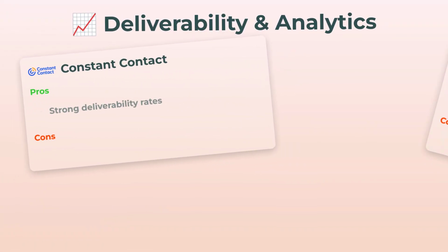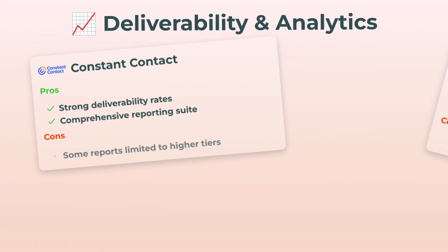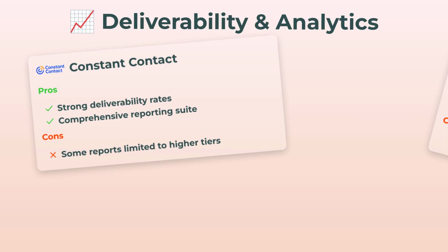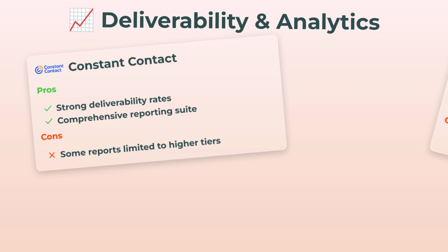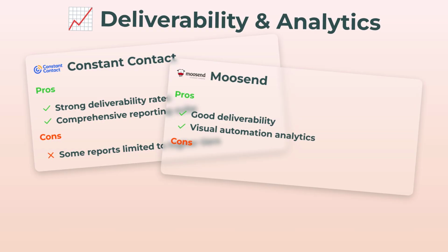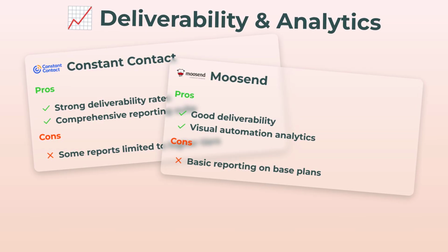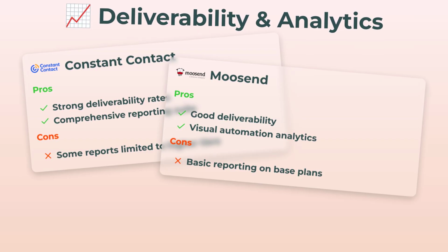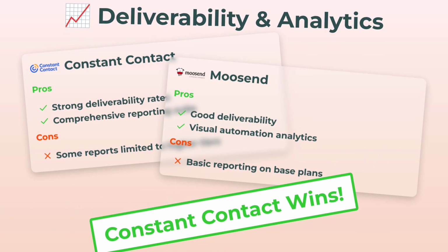Moving on. Deliverability and analytics. Okay, inbox rates are like everything. Constant Contact? Absolutely solid. Plus, you get really thorough reports, like if you want to nerd out over your stats, this is your jam. Downside is some of those detailed reports only show up if you pay for higher plans. Moosend does a respectable job too, especially with those cool-looking automation reports, but basic plans get you, well, pretty basic info. So this one's going to Constant Contact.